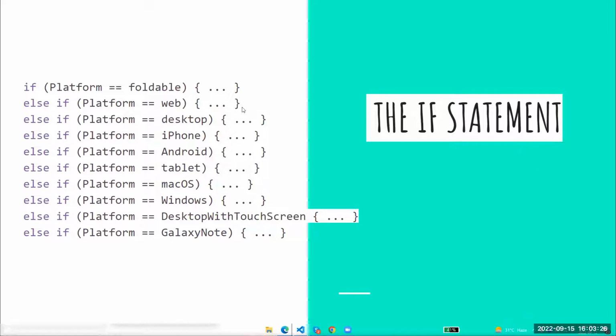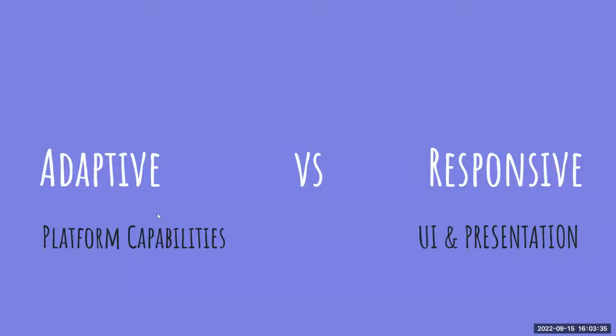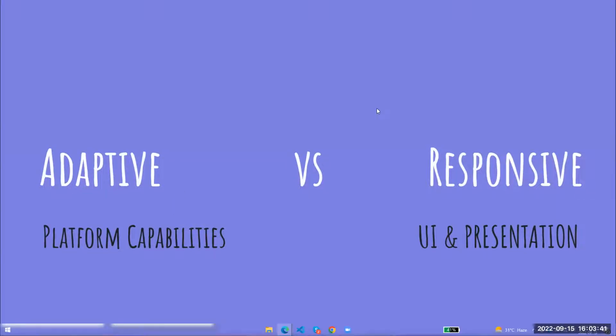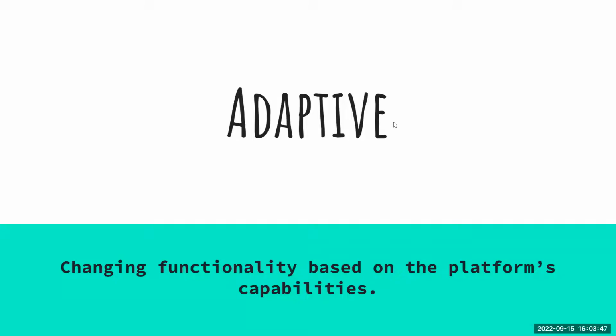So the problem with this is that it combines two concepts, adaptiveness and responsiveness. Now let's take a look at what adaptiveness and responsiveness is really quick. Adaptiveness has to do with the functionalities of the device, and responsiveness has to do only with the UI, the presentation layer. Okay.